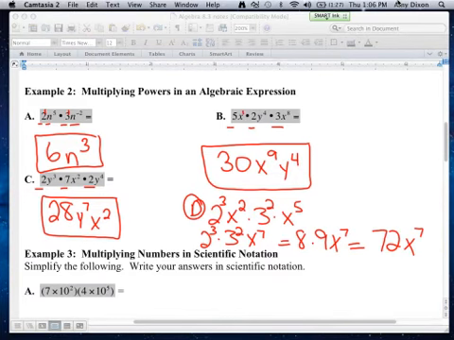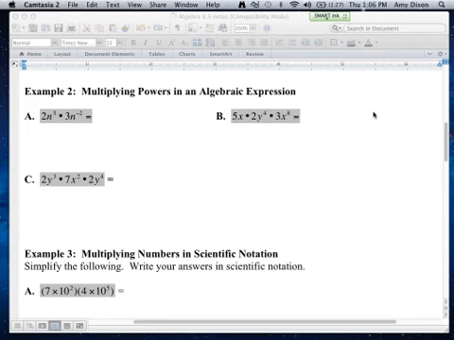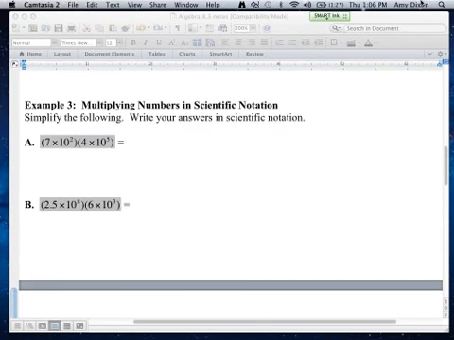All right, so that's how you do those. Let's look at example 3. We're going to multiply 2 scientific notation numbers. Here's how we do this. You multiply your leading numbers together. So first we're going to multiply 7 and 4. 7 times 4 gives you 28.